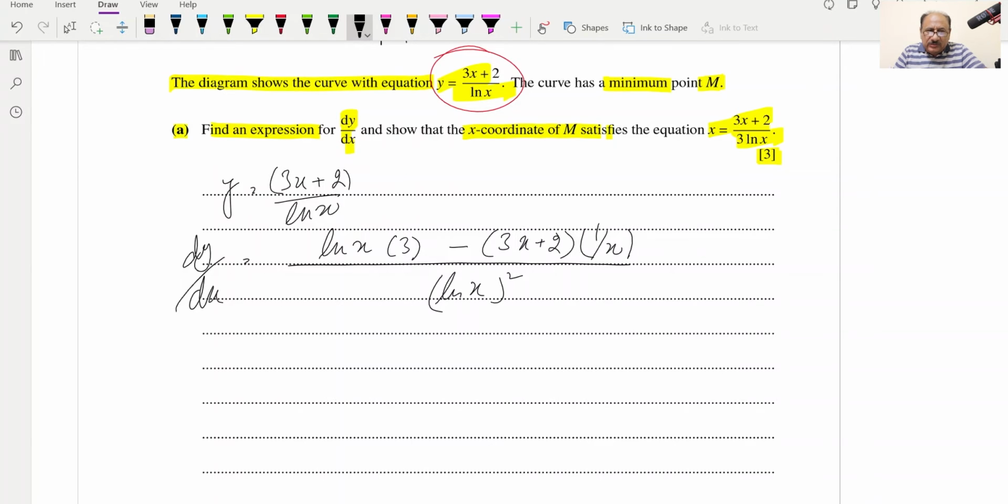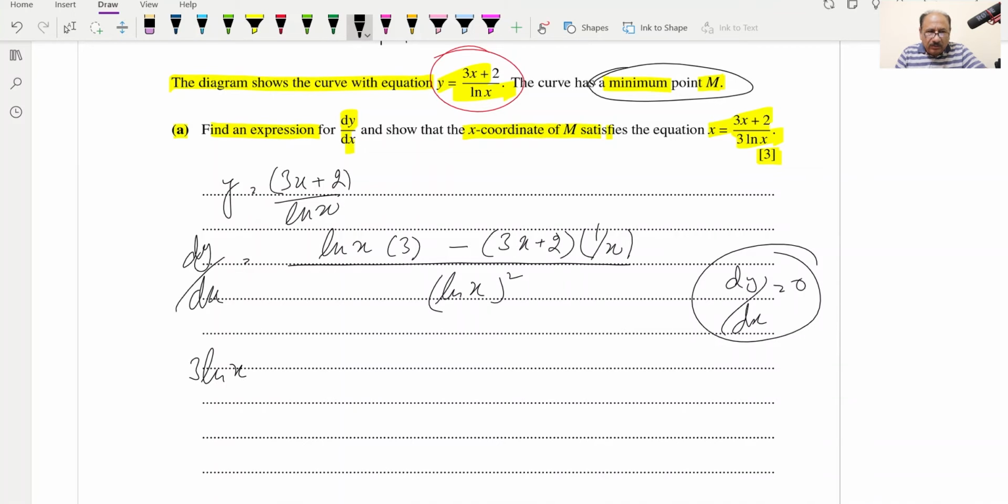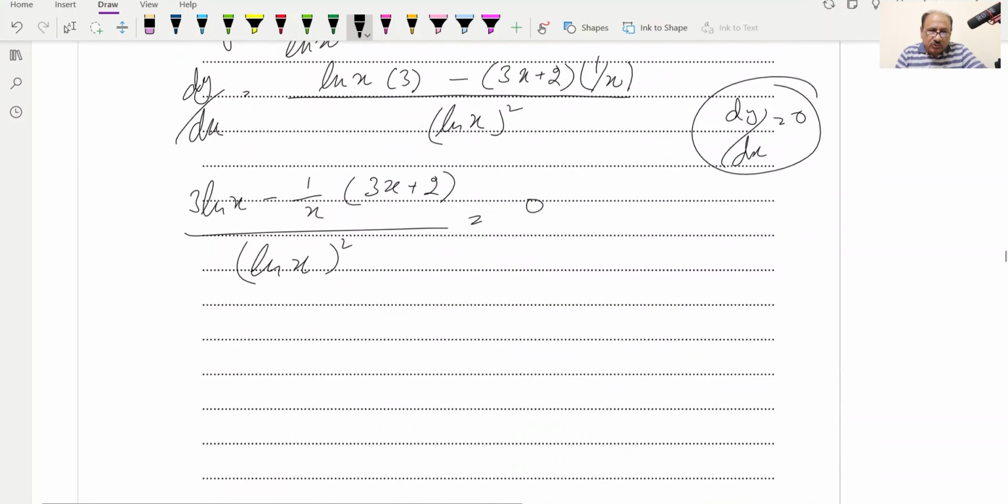And now we can simplify, and before that we know that for the minimum point we will be putting dy by dx equal to 0, so this will be 3 log x minus 1 over x into 3x plus 2, divided by log x squared, is equal to 0. Because this is equal to 0, the denominator will be shifted to the other side and it will change to 0, and the numerator will be, our equation will shrink to this one. Hopefully you are understanding each and every step.